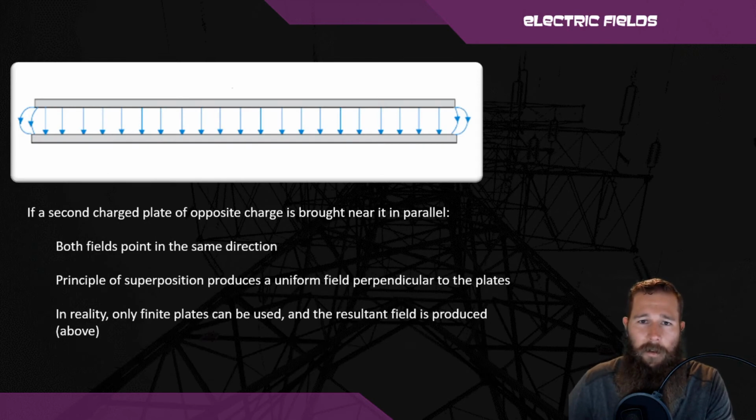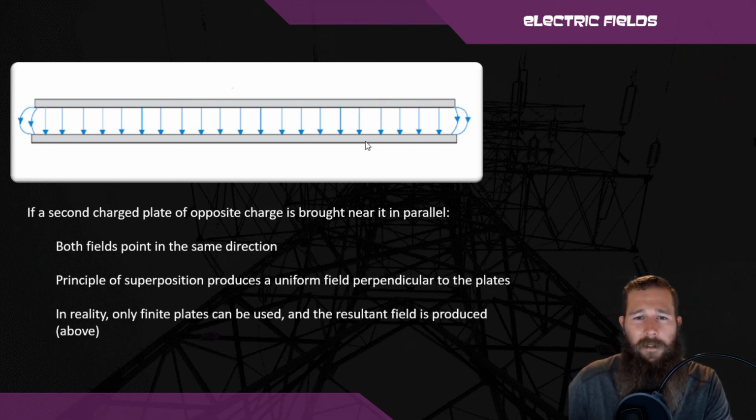Now, instead of looking at the plates being infinite, we're going to be a bit more realistic here and look at plates that are not infinite, but focus on the edge effects of the plates. Additionally, we're going to introduce a second plate and see what happens there. In this case, we've got a positive plate here and a negative plate there. Now, I know that without any symbols because of the direction of the arrows.